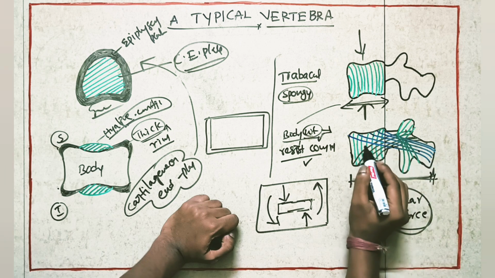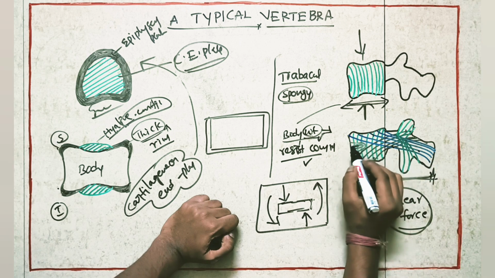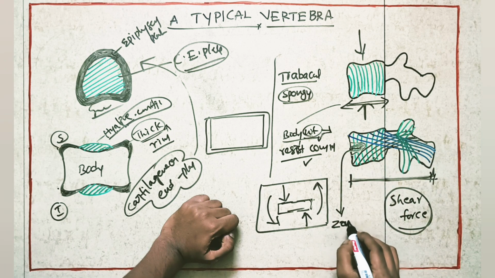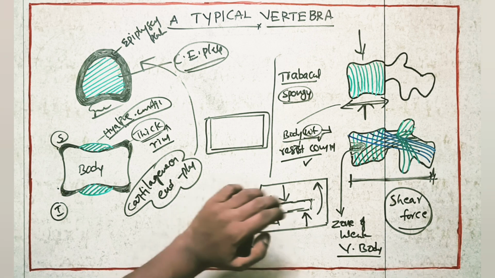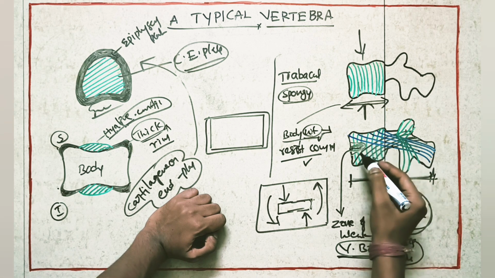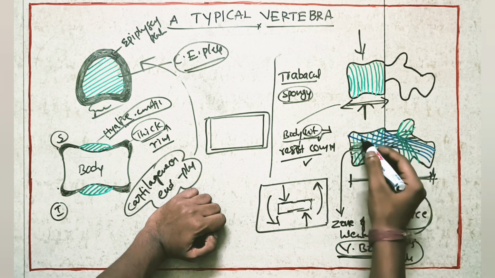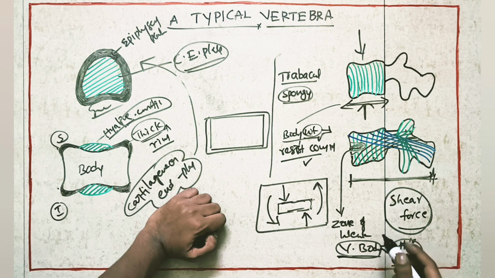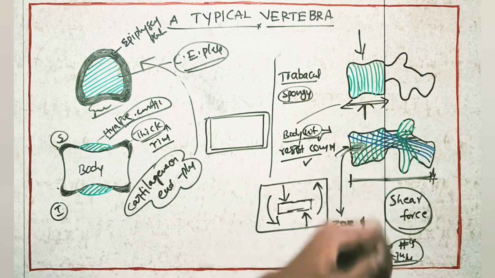So here, if you see the trabecular system, the area where the trabecular system is less is nothing but the zone of weakness of the vertebral body. In this weak area there may be a higher chance of fractures or injury, because the trabecular system is less. So this is the zone of weakness of the vertebra anteriorly, and fractures or injuries will happen very easily at the anterior portion of the vertebra.